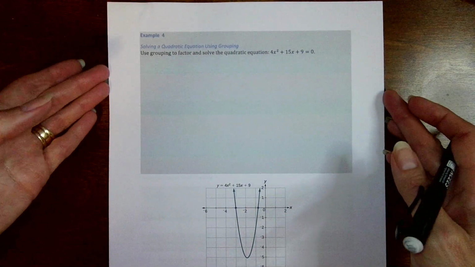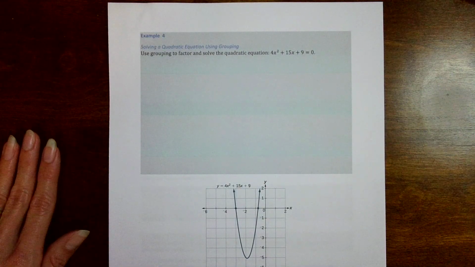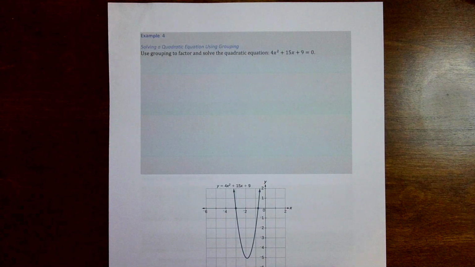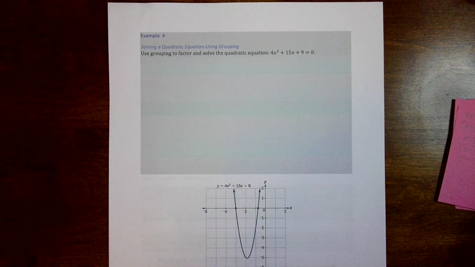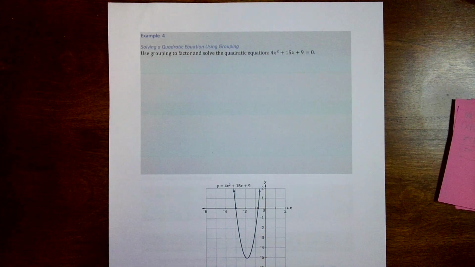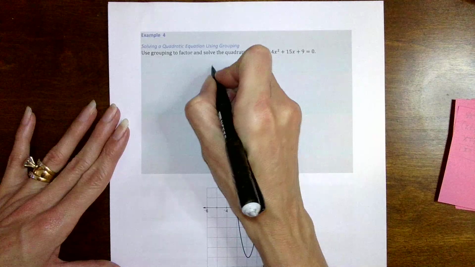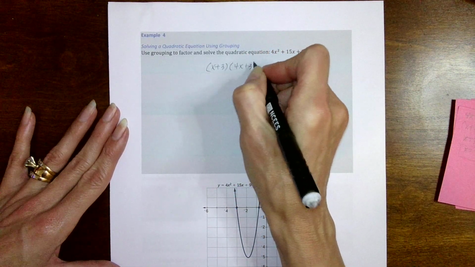Okay, use grouping to factor and solve the quadratic equation. So you can do grouping, you can factor it. Normally you can go ahead and I did not use grouping. I just did it the regular way. But remember, you're taking an online class, so you just need to get the answer. So if I were to use the AC method or trial and error, this factors into x plus 3, 4x plus 3 equal to 0.